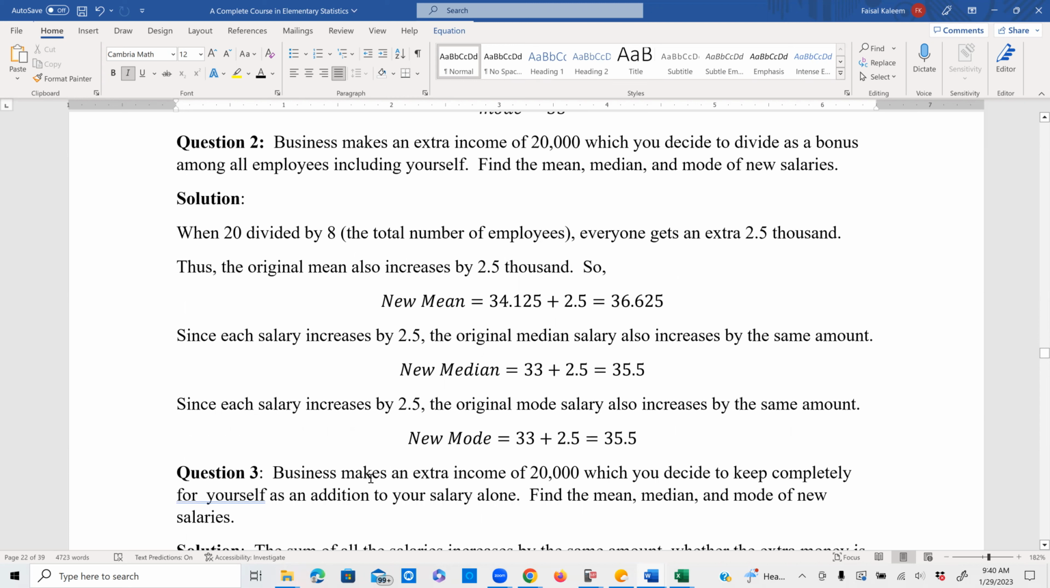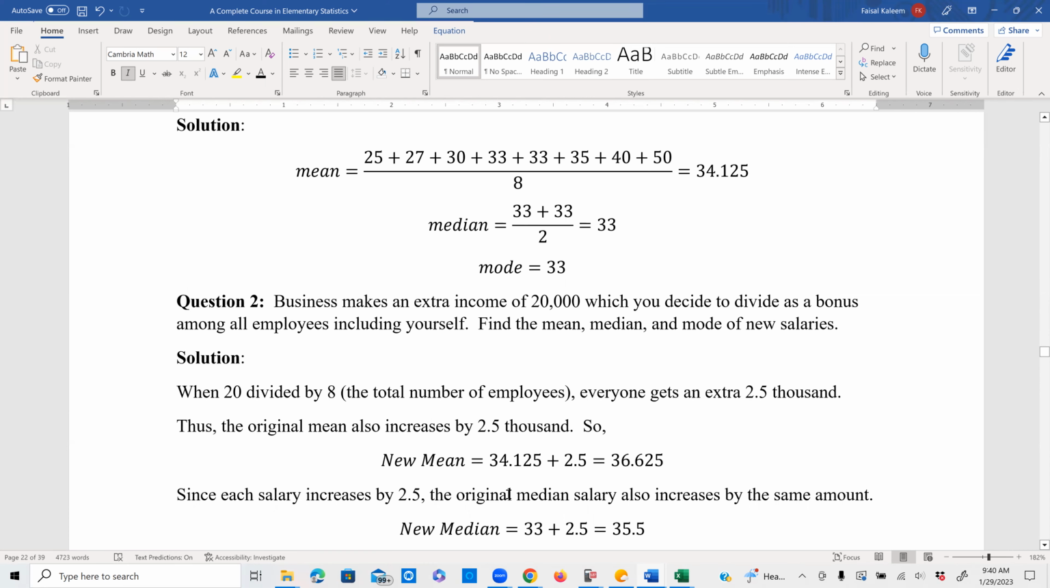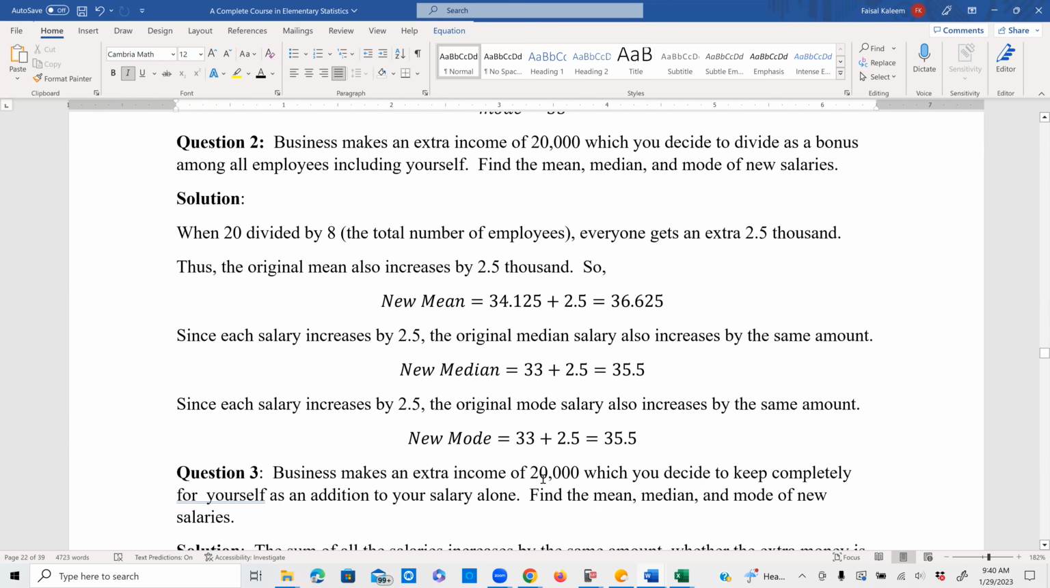Now the business makes an extra 20,000, which this time you decide to keep for yourself. When you keep it for yourself, the mean still increases as if you divided it equally, because you're still throwing the same total extra into the mix. So the new mean is the same as you got in the previous problem, where you added 2.5, because everybody was getting an extra 2.5. The mean in this case is still 36.625.